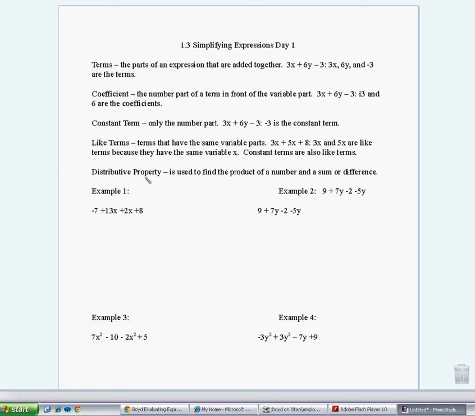Distributive property. Distributive property is used to find the product of a number and a sum or difference. And we're going to be distributing, passing out the number into the sum or difference.